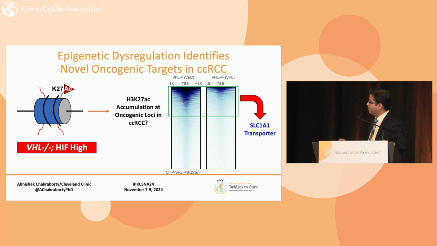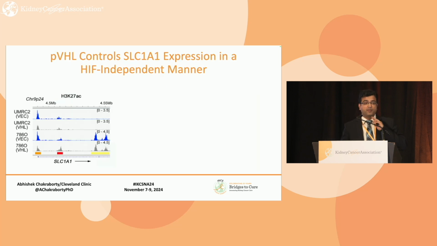Were they critical oncogenic drivers that we could identify? By looking at the genes that were highly marked with H3K27 acetylation under tumorigenic versus non-tumorigenic conditions, and then coupling that with a functional readout, we were able to fish out this SLC1A1 transporter, and that's all been described in this original paper. So I'll just show you some snippets of the data.